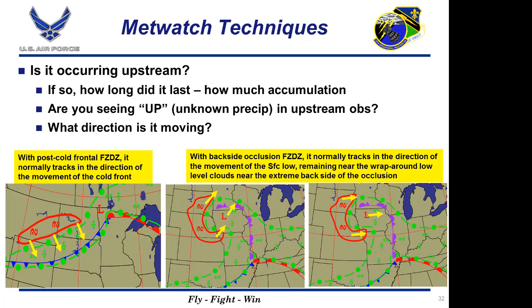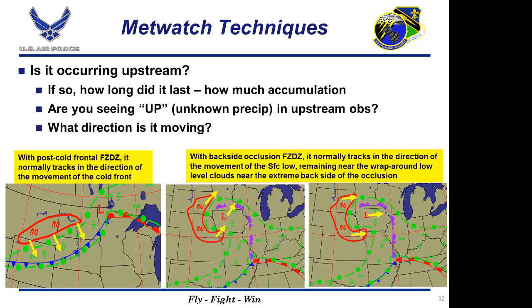The next few slides will show some METWatch techniques. First, we are simply going to look at radar and surface observations in AFWEBs and ADS to see if freezing drizzle is occurring upstream of your location, and if so, how long it lasted and how much fell. Are there any unknown precipitation reports in upstream observations? Determine the direction it is all moving.